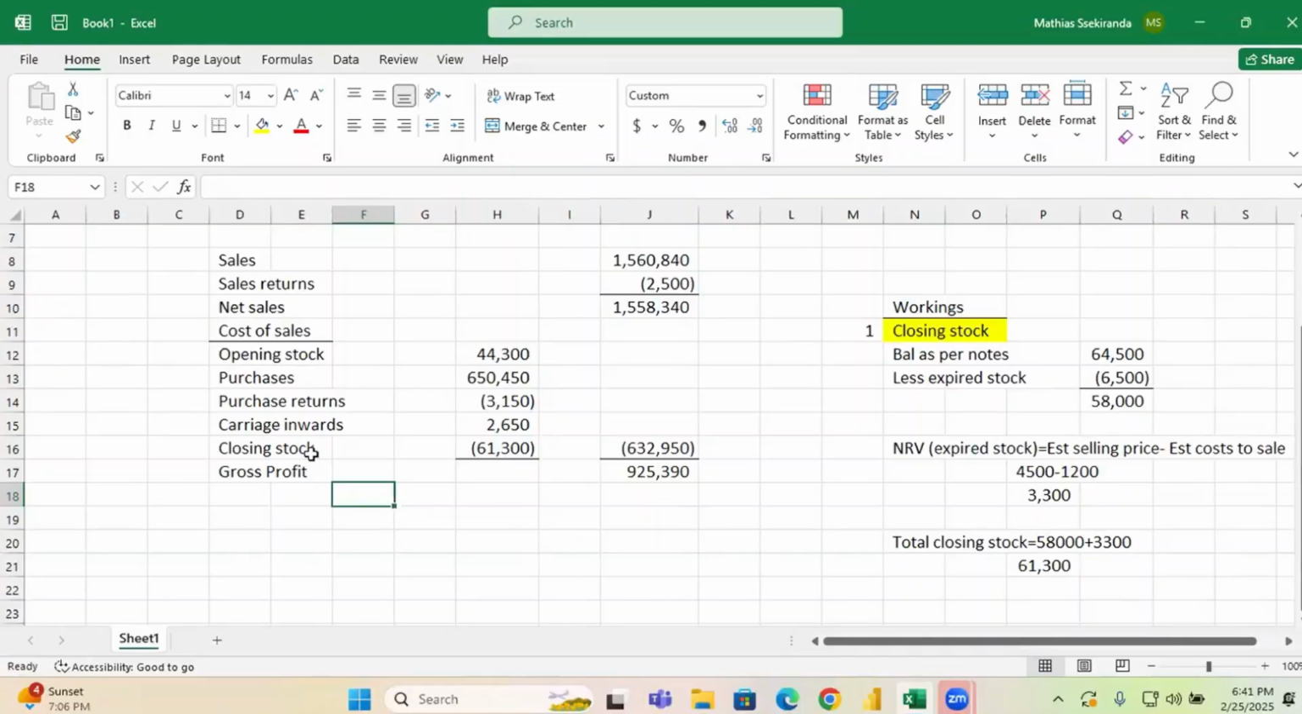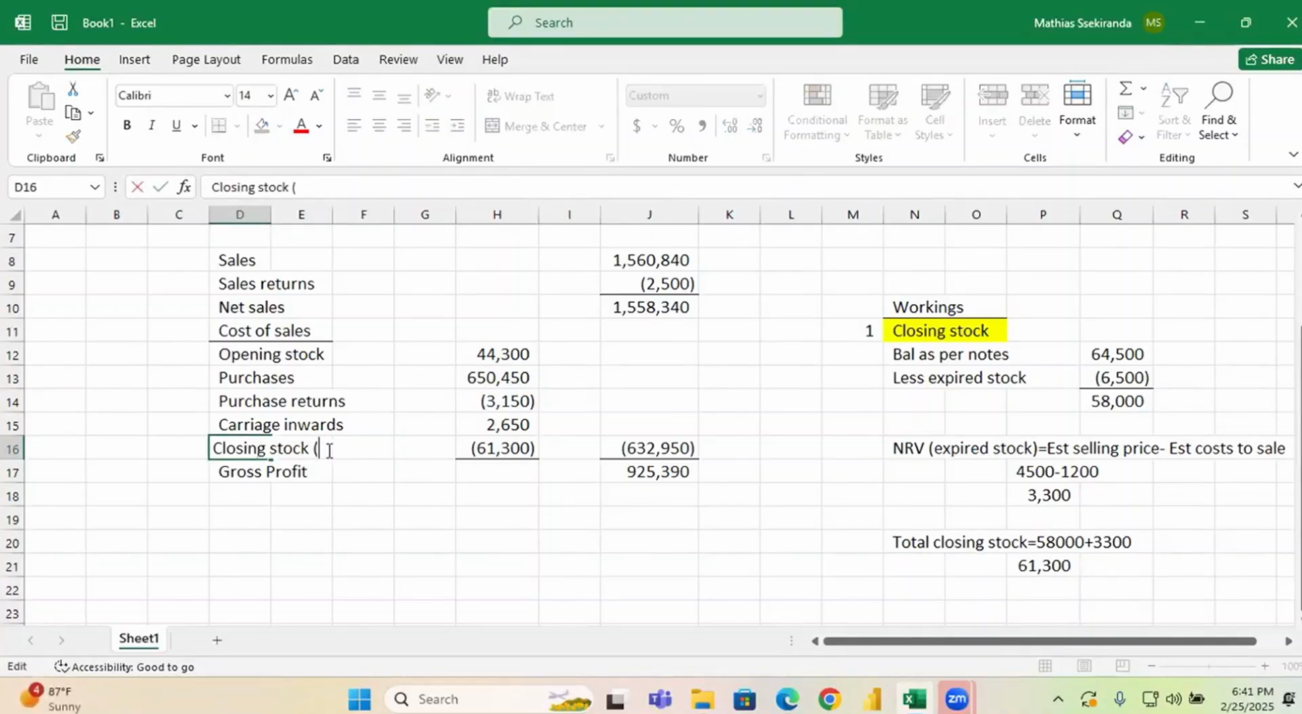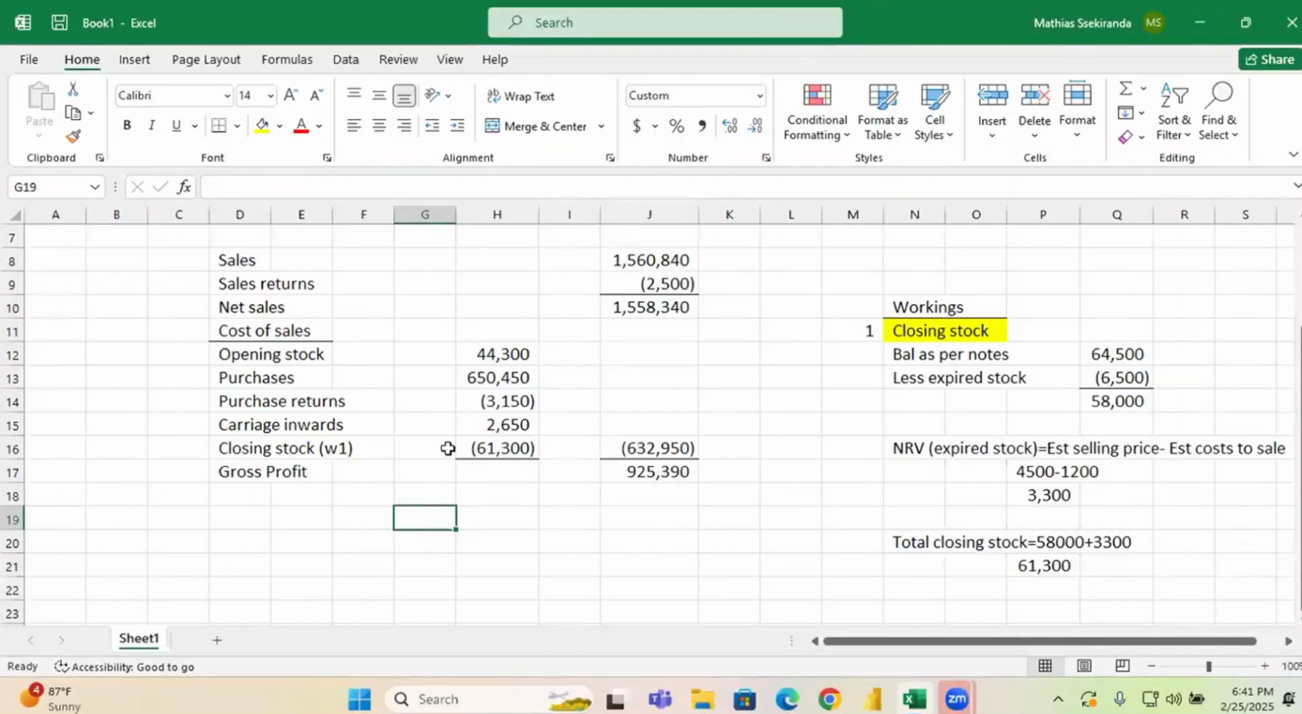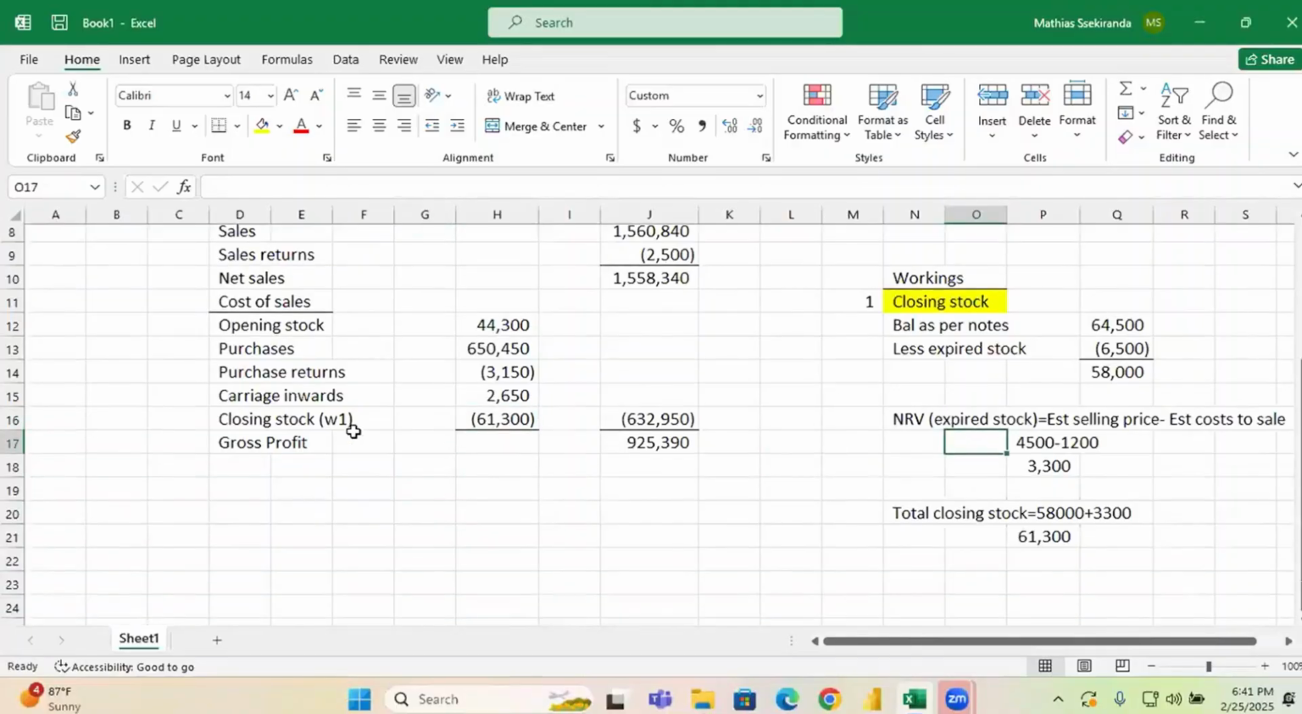But if you have workings that are well aligned, you can just come here and show the examiner. This figure, I got it from working number one. If you have computed very well and they are well organized, you just name them, come to your statement, and tell the examiner this figure is from working one.